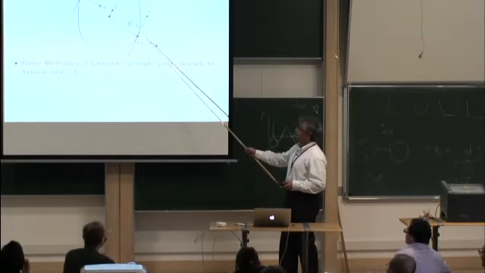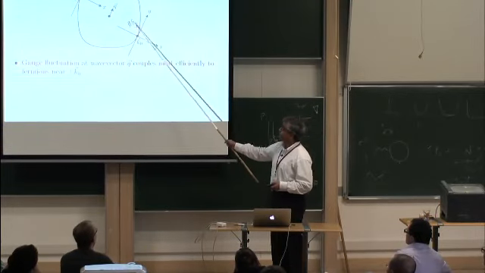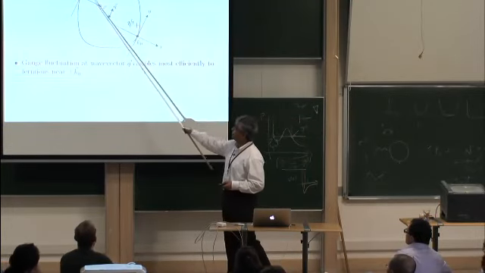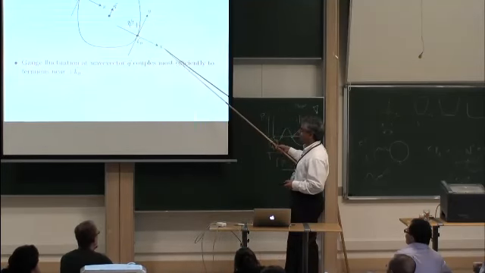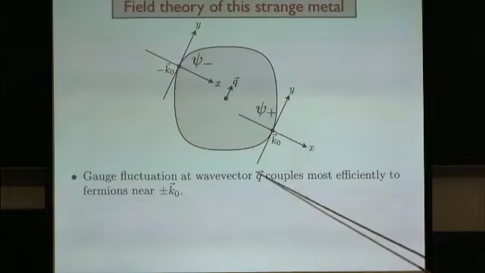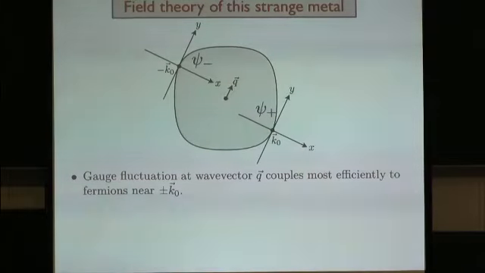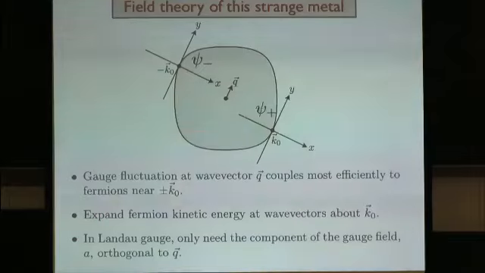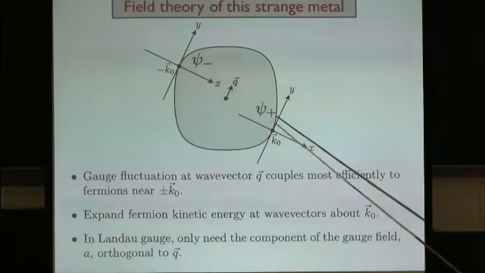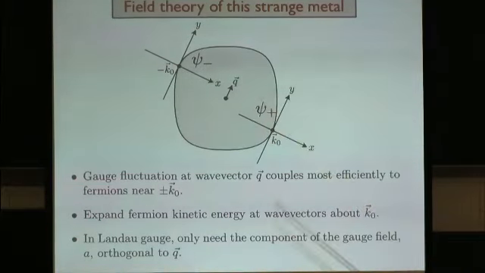So then you get two species of fermions, psi plus and psi minus, and these disperse linearly in this direction and quadratically in the tangent direction. So you expand the Fermi surface about that point, and you really get a different theory for each direction of the photon momentum q.